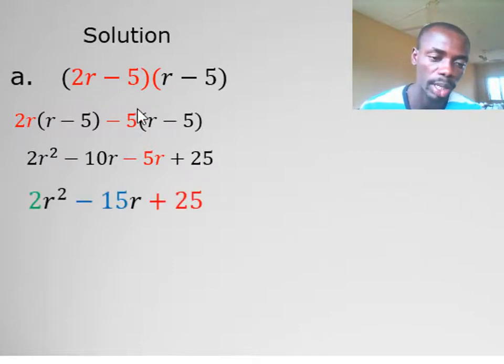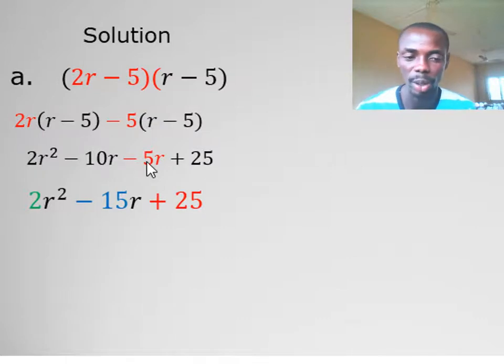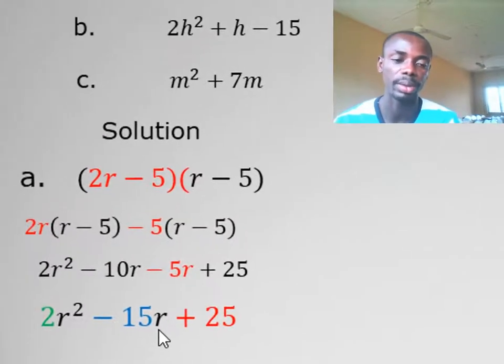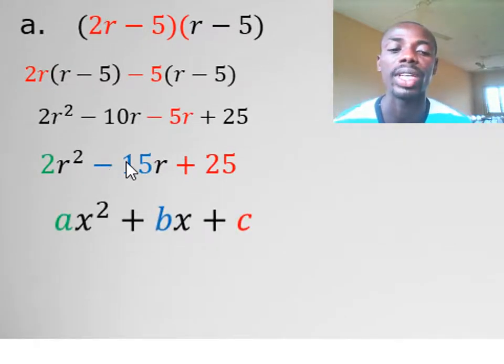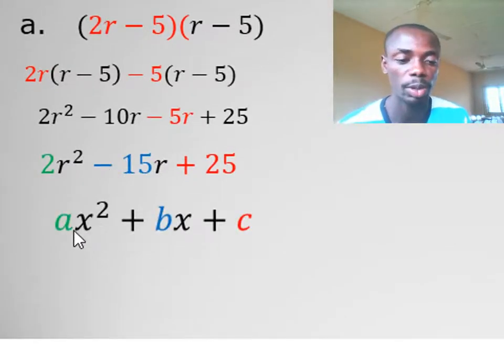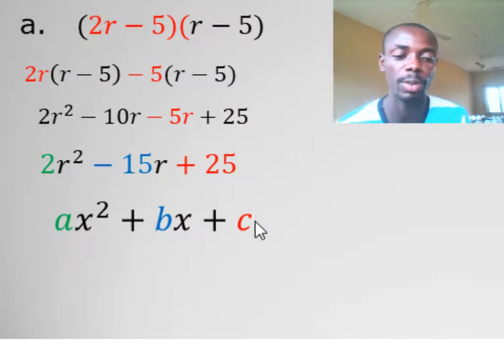So, simplifying what I have here, minus 10r and minus 5r, that I can sum up. Those are the like terms I have in the expression. So I'm having minus 15r. So this is 2r squared minus 15r plus 25. So they are already expressed in the form of ax squared plus bx plus c.